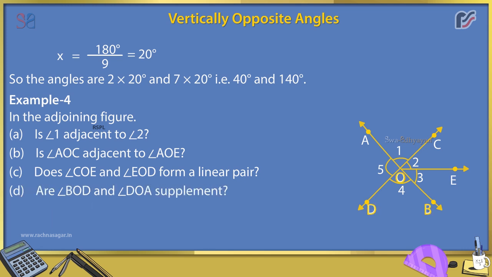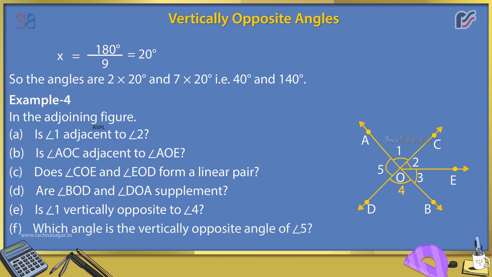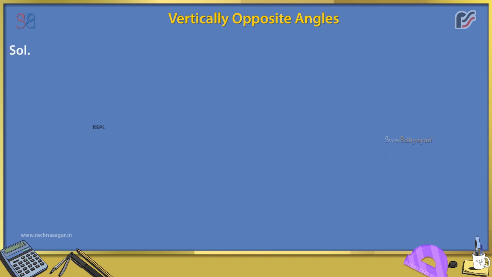D. Are angle BOD and angle DOA supplementary? E. Is angle 1 vertically opposite to angle 4? F. Which angle is the vertically opposite angle of angle 5? Solution. A. Yes, angle 1 is adjacent to angle 2.